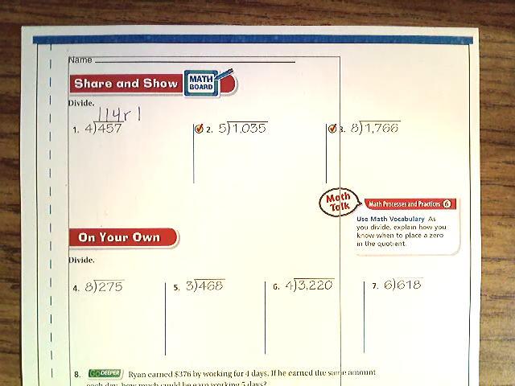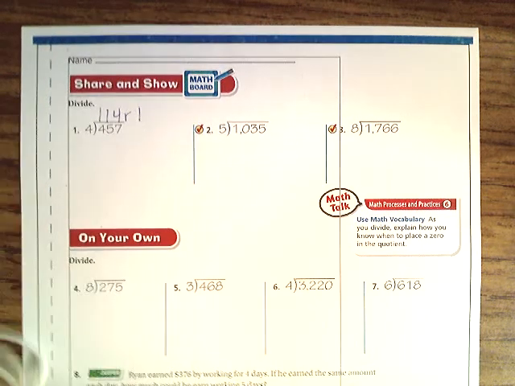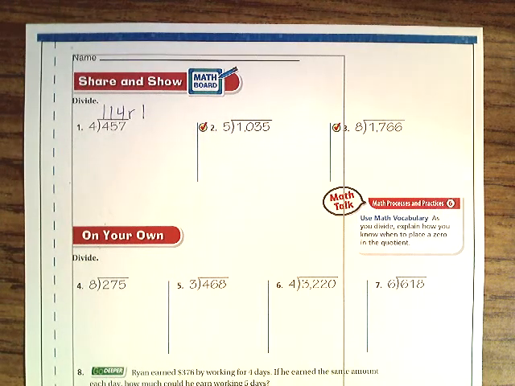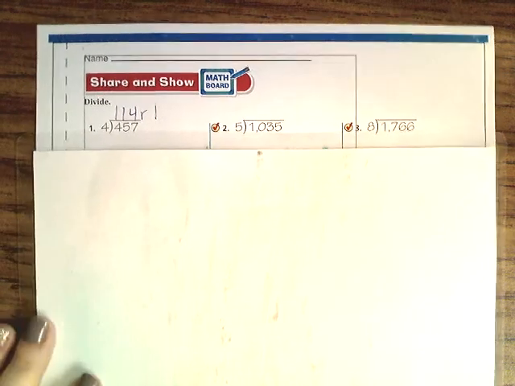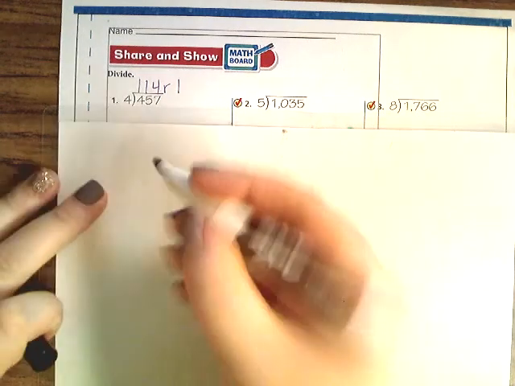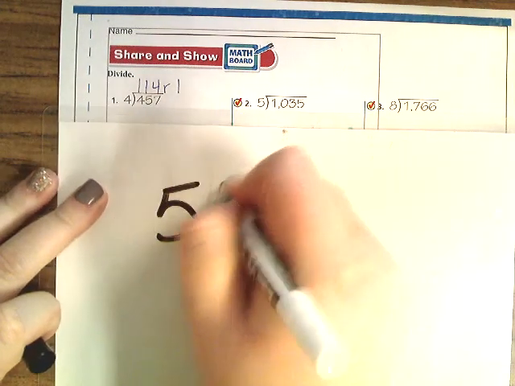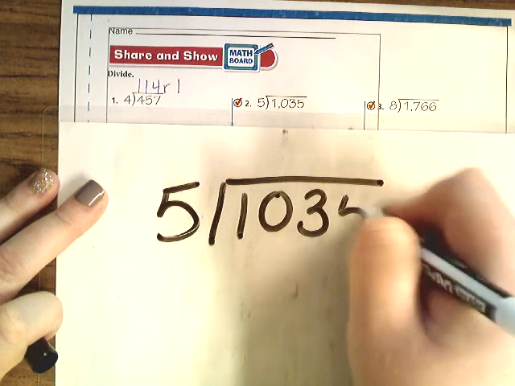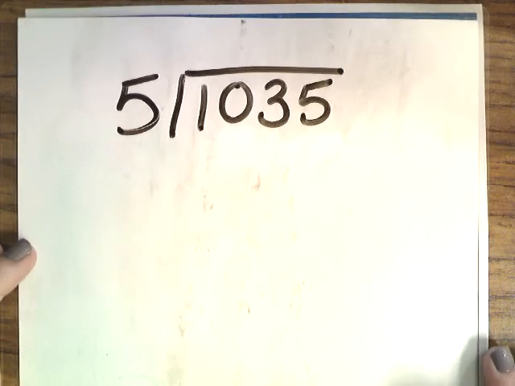I want to do number 5, okay, because I think this is great practice. So we're going to do number 5 really quick. Let me erase my whiteboard here. Let's see. This whiteboard's very messy. All right, so number 2 is what we're working on. So we're going to write this on our whiteboard. We've got our little number outside the cage and our big scary number inside the cage, okay? So 1,035 divided by 5.